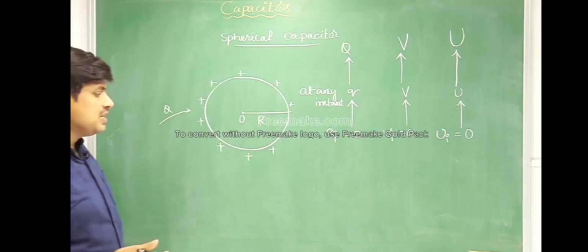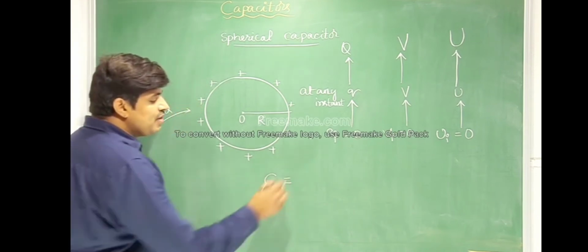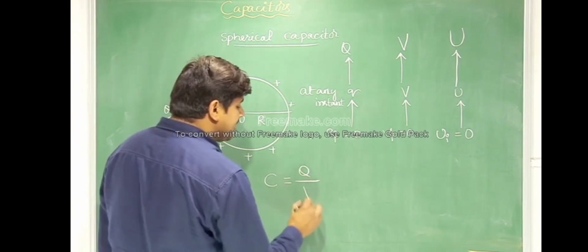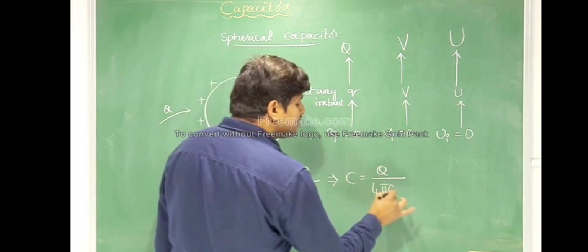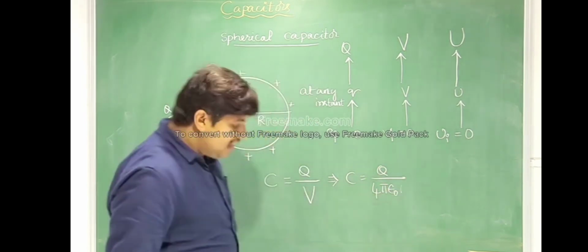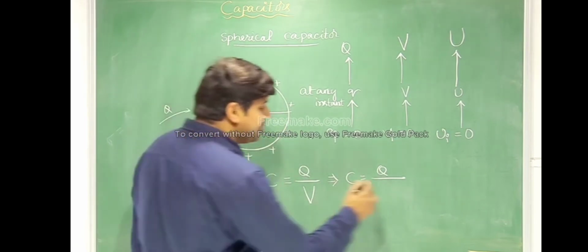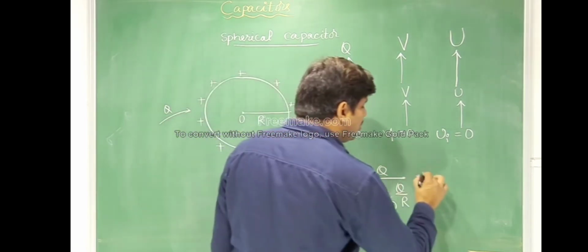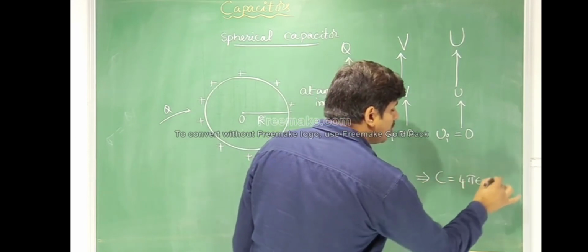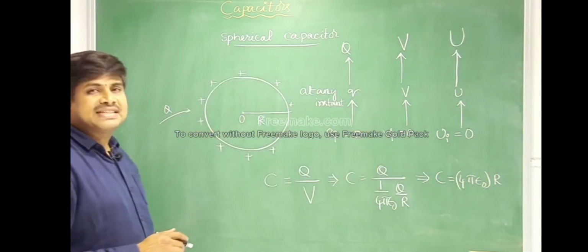So, about the capacitance: in the previous class itself, we have calculated that if the final charge is capital Q and the final potential is capital V, then the capacitance C is equal to Q upon V. Here V is 1 by 4 pi epsilon naught, that is the potential of the conductor at its surface, 1 by 4 pi epsilon naught Q upon R. If you simplify, you are going to get C equals 4 pi epsilon naught capital R. So in this manner, capacitance C is equal to 4 pi epsilon naught R.